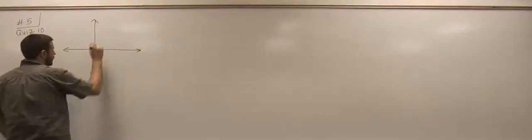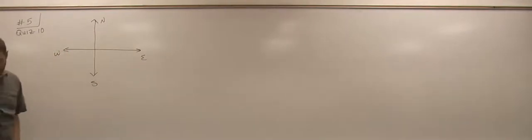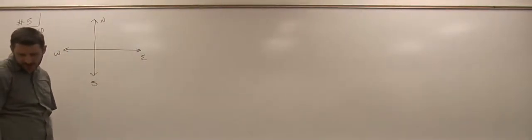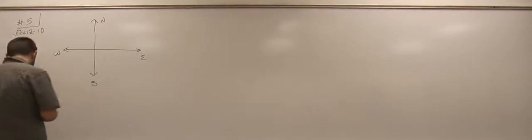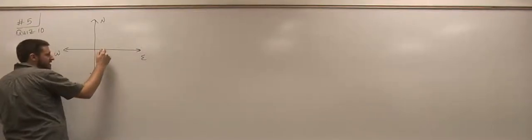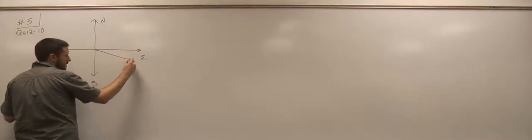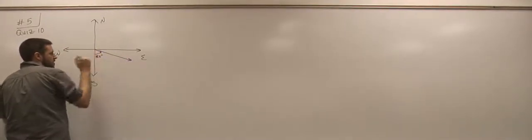Get a little diagram going. Now let's put this information on here. A ship leaves the port of Miami traveling at a bearing of 80 degrees east of south. So initially you want to draw your path 80 degrees east of south, so something like this, where this angle here is 80 degrees.